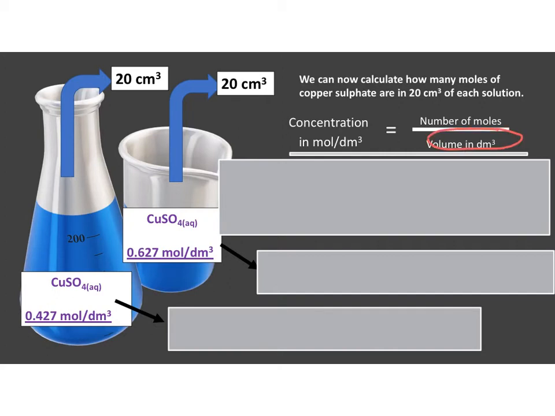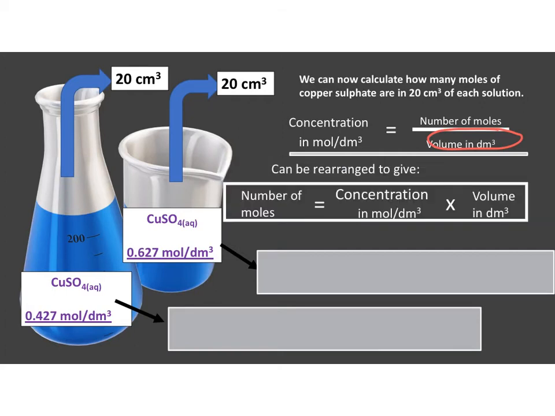So let's do that, and if we rearrange that, and if you're happy rearranging them, you can do that, or you can just learn this equation. The number of moles is our concentration, which we now know for each of them, times our volume in decimeters cubed. So our only problem here is our volume is in centimeters cubed, so we need to again convert our centimeters cubed into decimeters cubed.